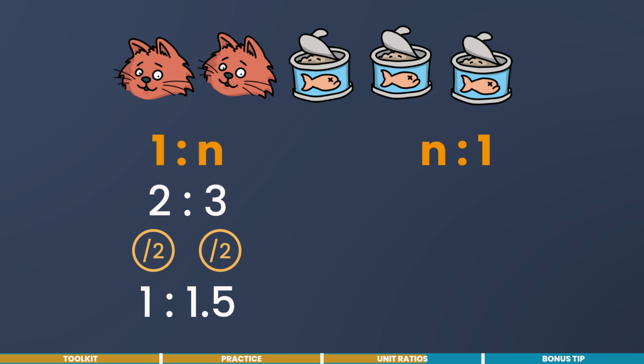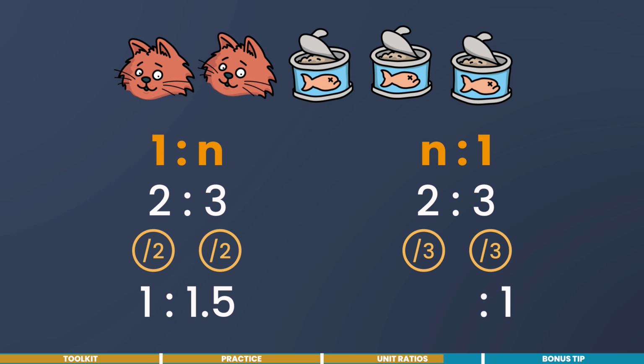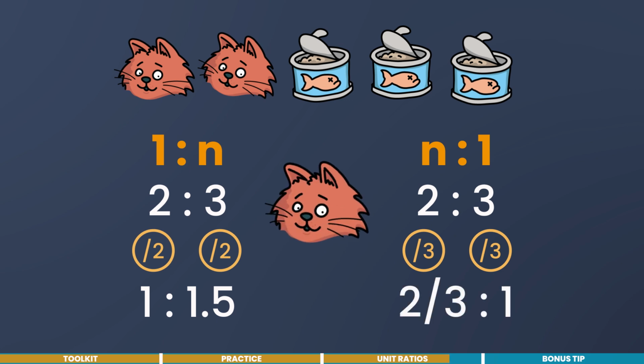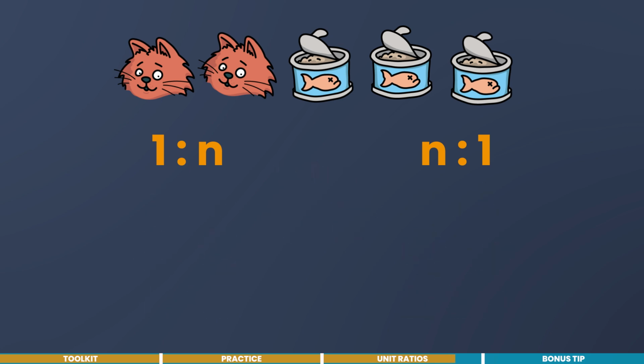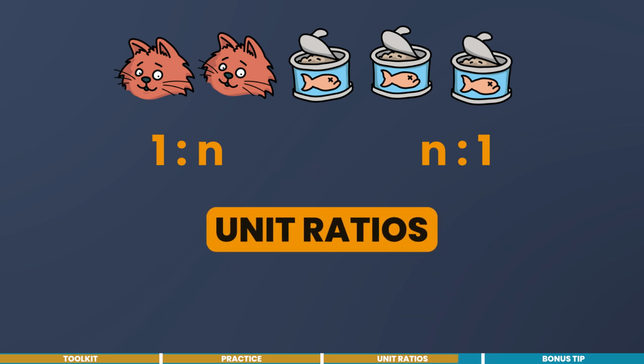If the question had asked for the n to 1 ratio, we need to make the right hand side equal to 1. So we divide both sides by the right hand side of 3. The right hand side becomes 1, and the left side becomes 2 over 3, which is 2/3 of a cat. These 1 to n or n to 1 questions are sometimes called unit ratios, because one side of the ratio is 1. So look out for those types of question too.